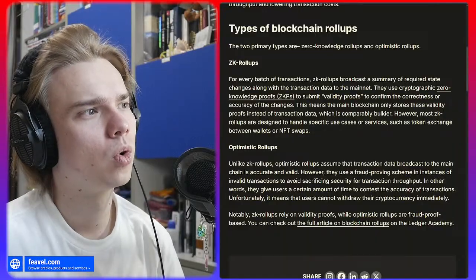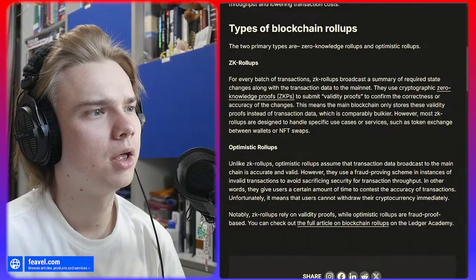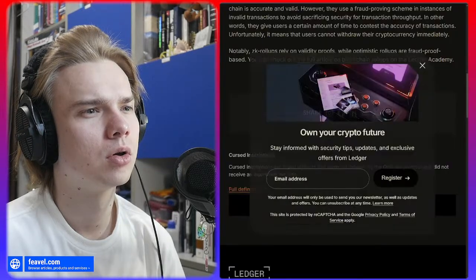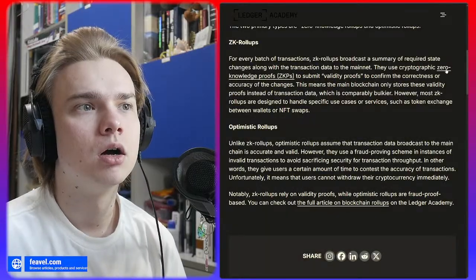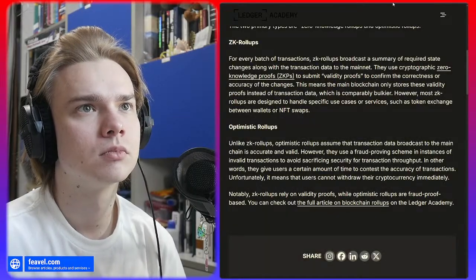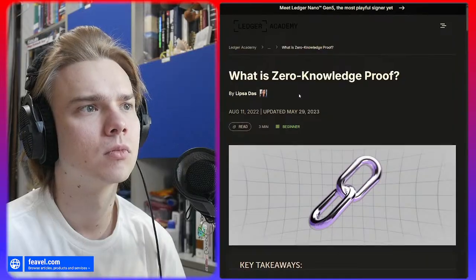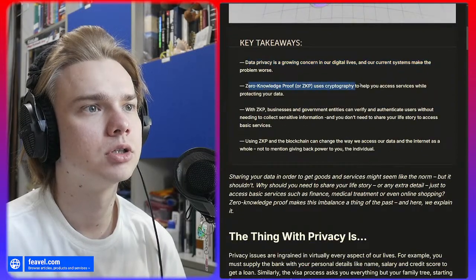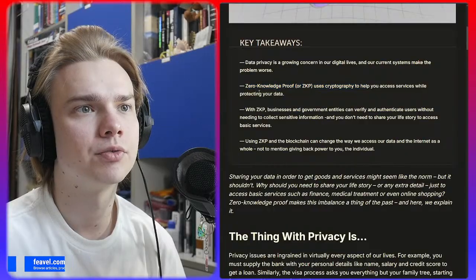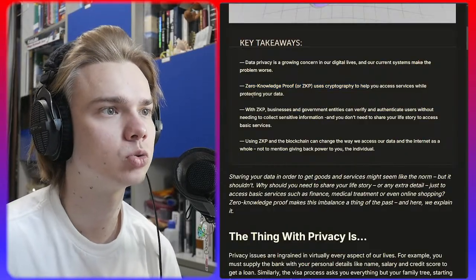But why are they made bulky? Data privacy growing. Okay, ZKPs are cryptography to help to access services while protecting your data.